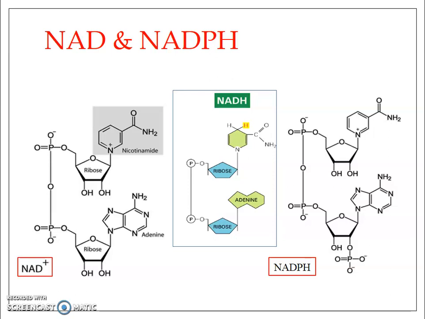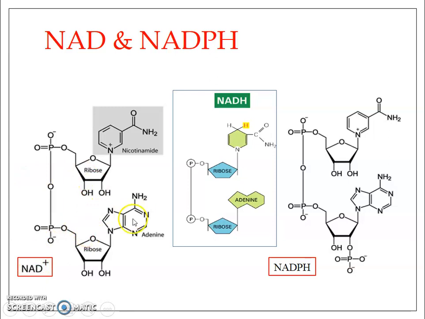Okay, now NAD is formed of two moieties. One is nicotinamide. Okay, and then we have two molecules of ribose, one molecule of adenine, and two molecules of phosphate, H3PO4. So all these come together to form what is known as NAD.